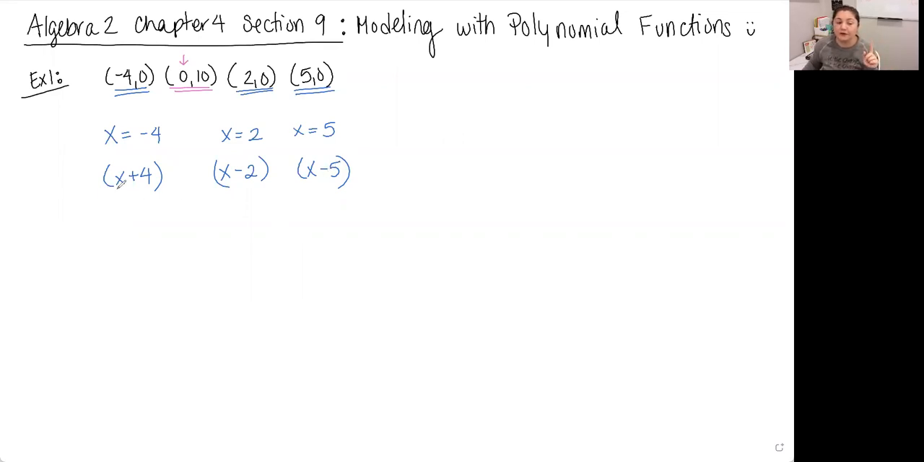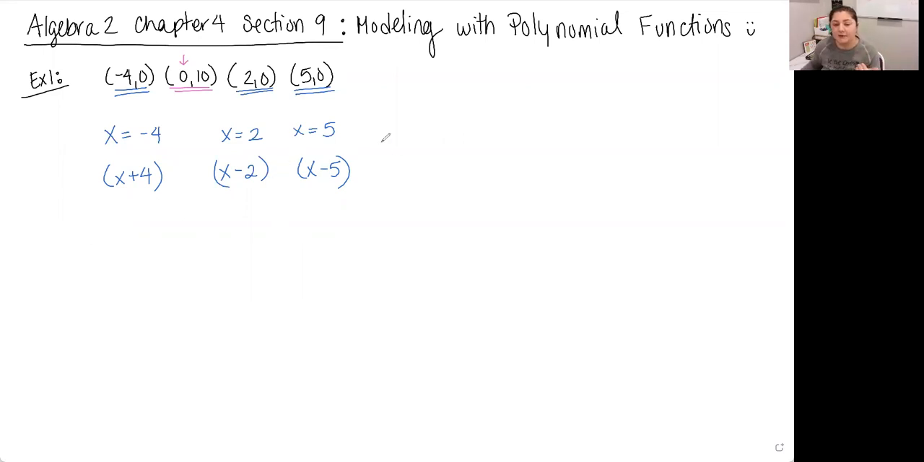Now, if you notice, I have 3 x's. Those 3 x's mean I'm going to have a cubic function, right? x to the 3rd, when I multiply them out, is going to be a cubic function. So that's one thing that I know from these points.